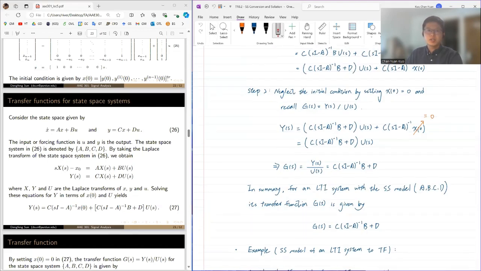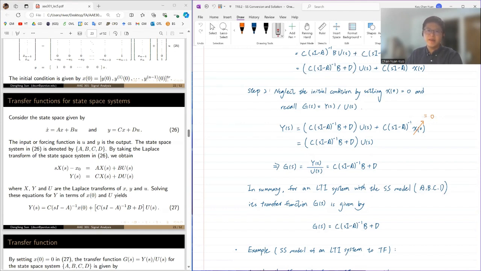Step 2. To obtain the transfer function, we ignore the initial state by setting it to 0, and then we get y of s equals C times the inverse of sI minus A times B plus D, times u of s. Now recall that the transfer function G of s is the fraction of y of s over u of s. So we see that the transfer function G of s is equal to C times the inverse of sI minus A times B plus D.